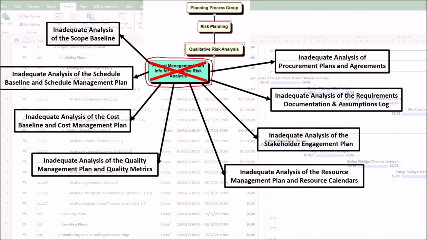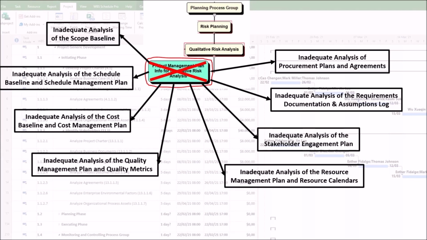8. Inadequate analysis of procurement plans and agreements. As a result, this can lead to missing external and third-party risks. Why does this happen? If vendor delivery schedules, contract terms, or performance criteria are not analyzed, you won't identify risks like vendor default, late delivery, or cost overruns from change orders. The impact of a procurement risk is defined by the contract's role in the overall project.